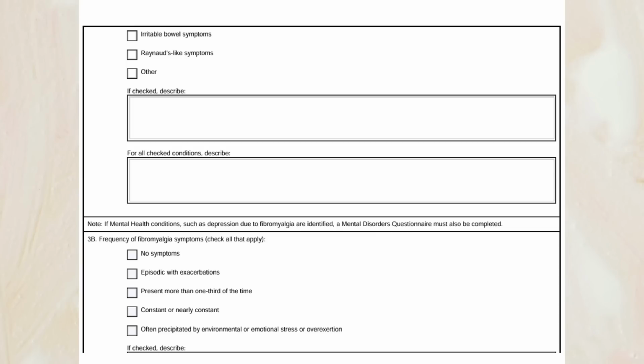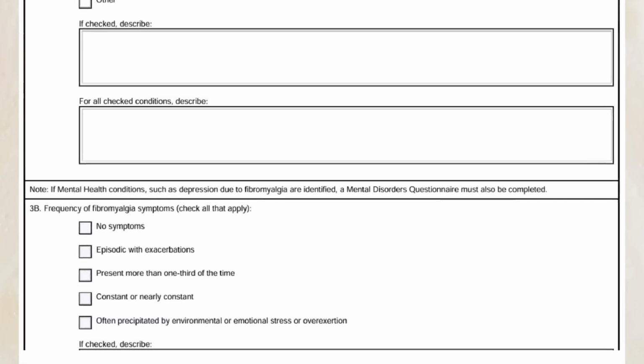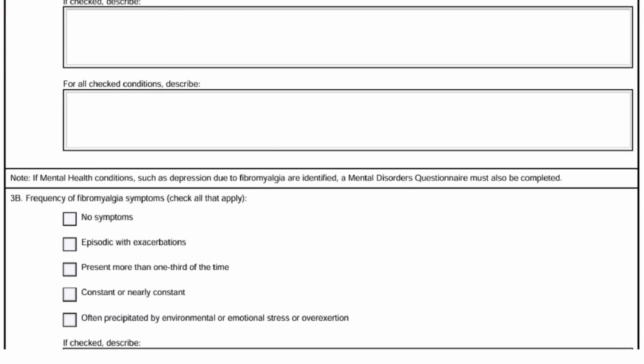We already have issues with certain VA employees refusing or trying to find ways to not use your DBQ. This is one way that you will give them a reason to not use your DBQ. Don't do it, okay? Then we have section 3B. It talks about frequency, okay? They have to check that. Down below, what does it say? If checked, describe, okay? These are the classes.